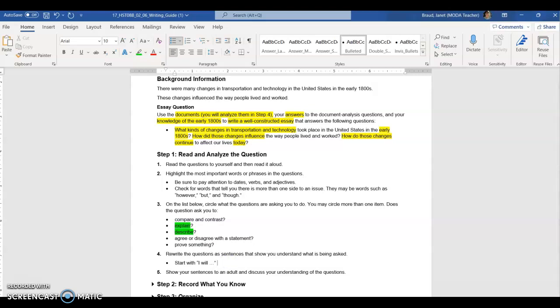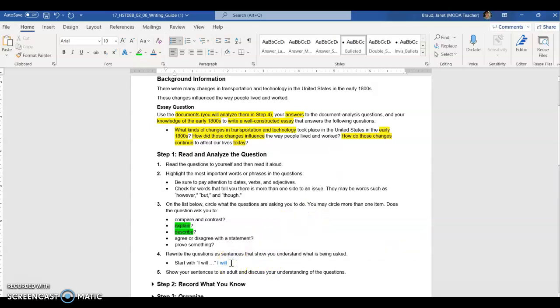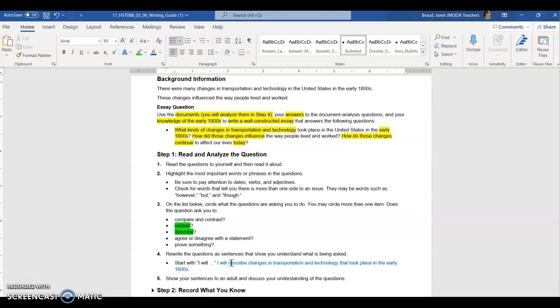So you want to start with an I will statement. So I will, and just to make this easier to read, I am going to change the color for purposes of being able to see this better on this lesson. I will describe changes in transportation and technology that took place in the early 1800s. Notice how I restated the question as an I will statement.